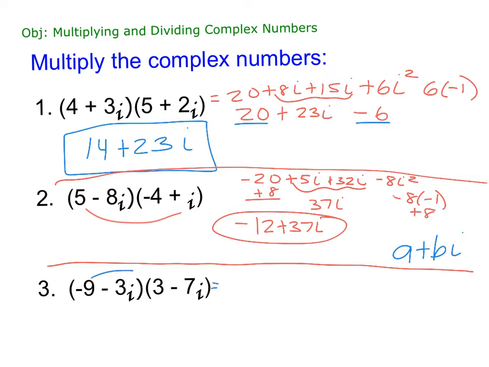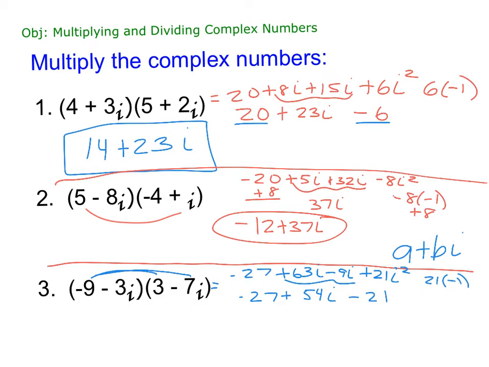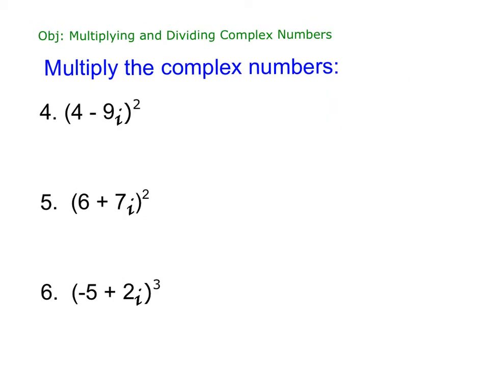Okay, so distribute. -27 plus 63i minus 9i plus 21i squared. Middle term gives us 54i. So we get -27 and then 21 times -1, -21. Combine like terms, and we get -48 plus 54i. It's not hard. It's FOIL. A little bit extra. Right.